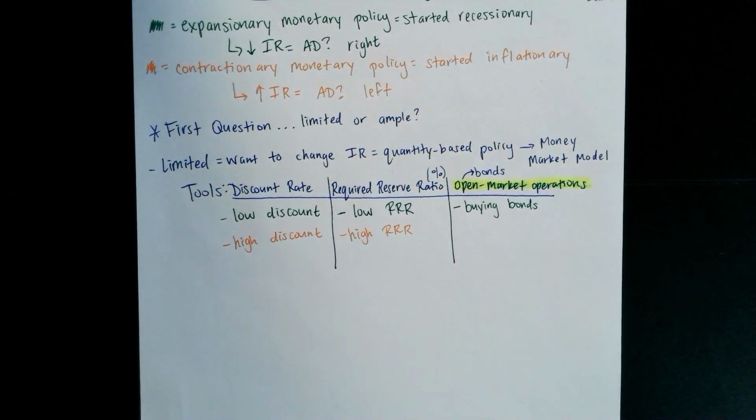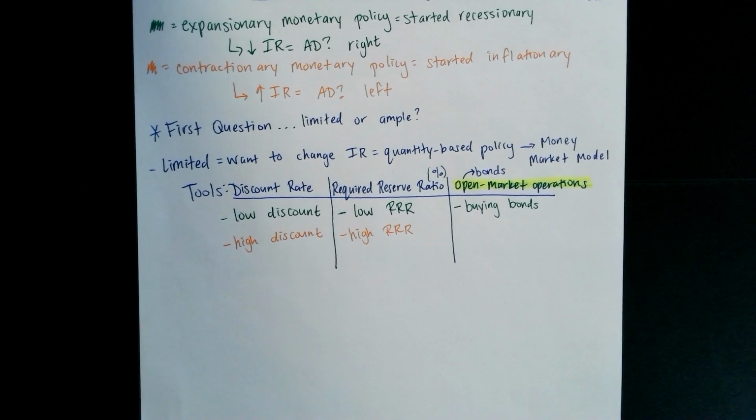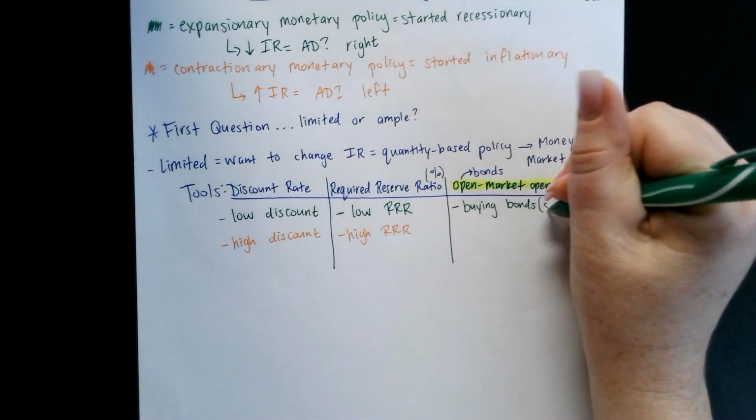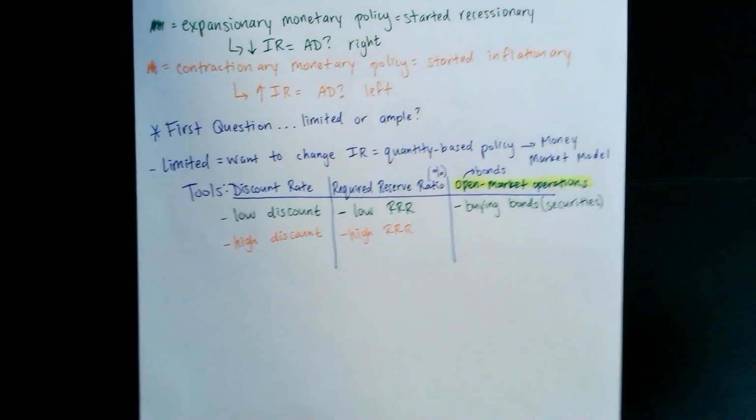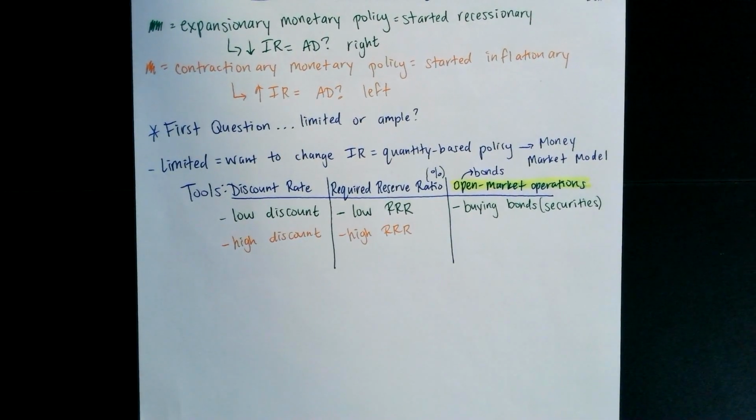Buying bonds. The central bank came to your commercial bank and they're going to buy bonds. They left money at the bank. Sometimes they call bonds securities, like you buy a security. Sometimes it will say that.